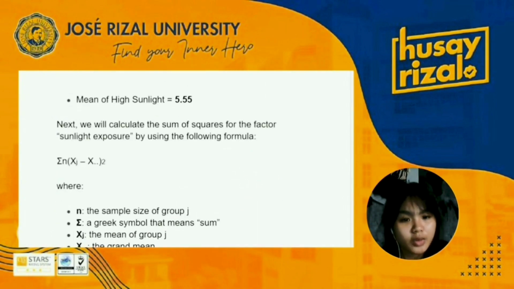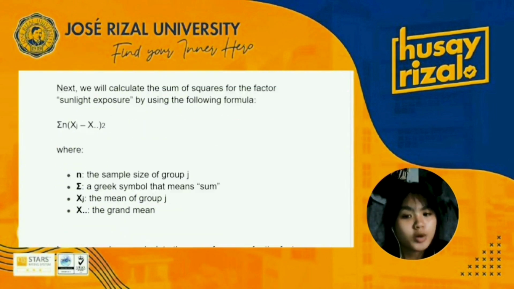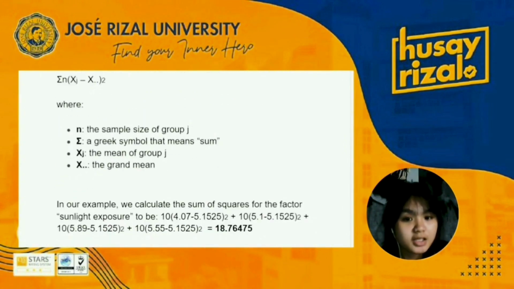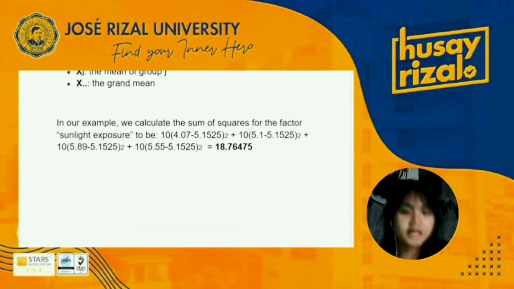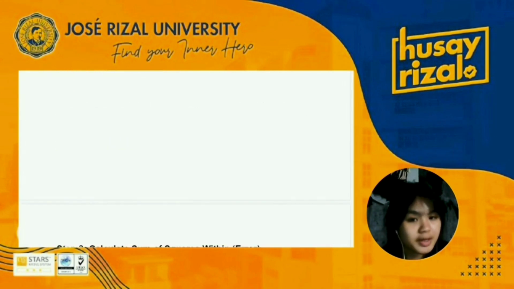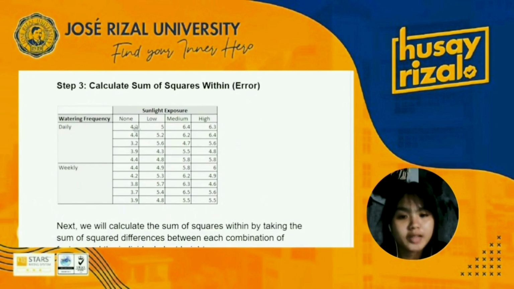Next, we will calculate the sum of squares for the factor sunlight exposure by using the following formula, where n is the sample size of group J, the Greek symbol means sum, the mean of group J, and the grand mean. In our example, we calculate the sum of squares for the factor sunlight exposure to be 10(4.07 minus 5.1525) plus 10(5.1 minus 5.1525), again 10(5.9 minus 5.1525) plus 10(5.55 minus 5.1525) is equal to 18.76475.